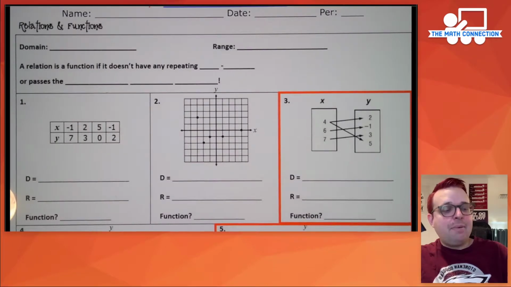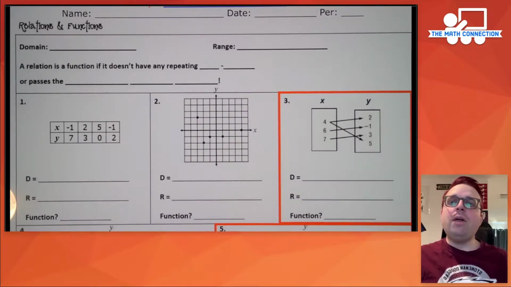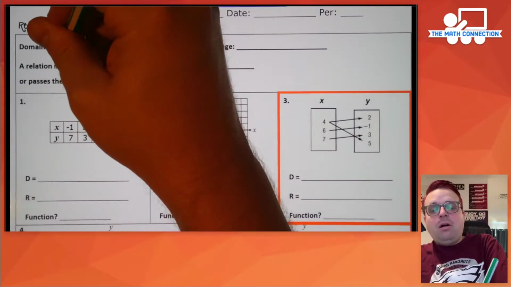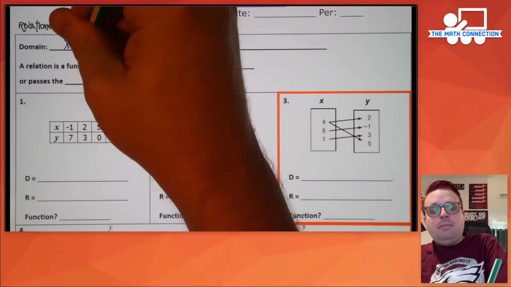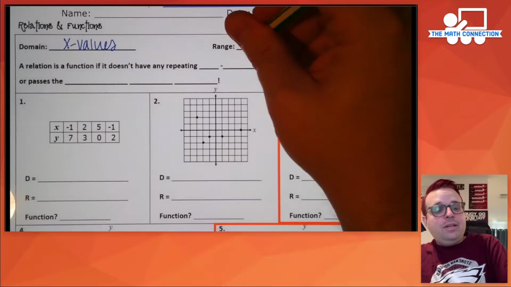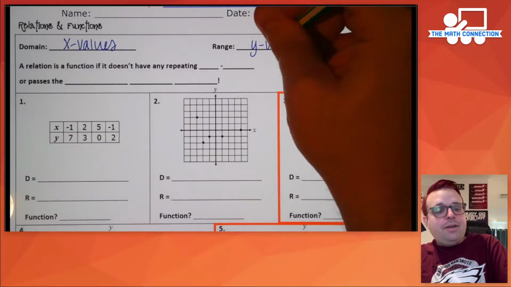So the first topic here is going to be about relations and functions. So the first thing is that whether it's a relation or a function, you need to be able to decipher what domain and range are. So the first thing to know is that for a domain, that is what all the possible x values are, and then the range would be all of the possible y values.